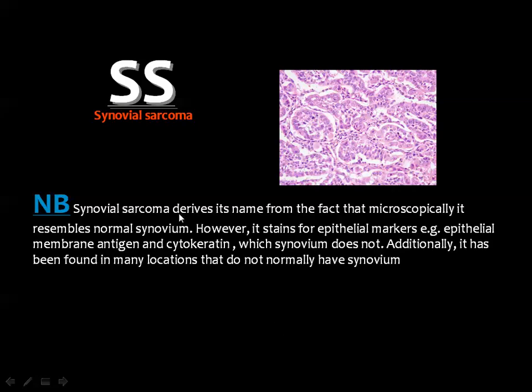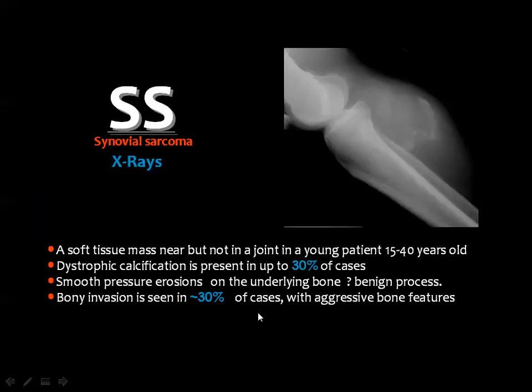Synovial sarcoma derives its name from the fact that microscopically it resembles normal synovium. However, it stains for epithelial markers like epithelial membrane antigen and cytokeratin, which synovium does not. Additionally, it has been found in many locations that do not normally have synovium. And synovial sarcoma is not of synovial origin.